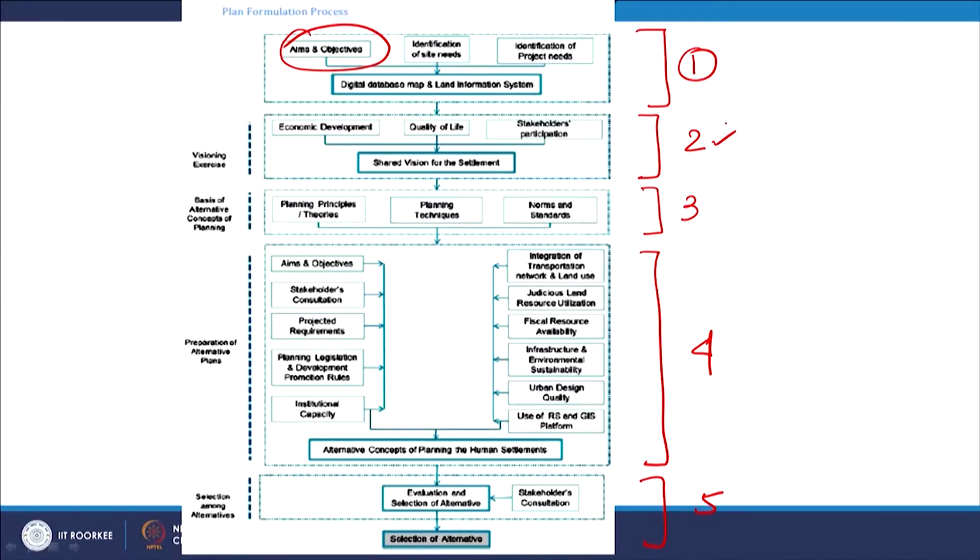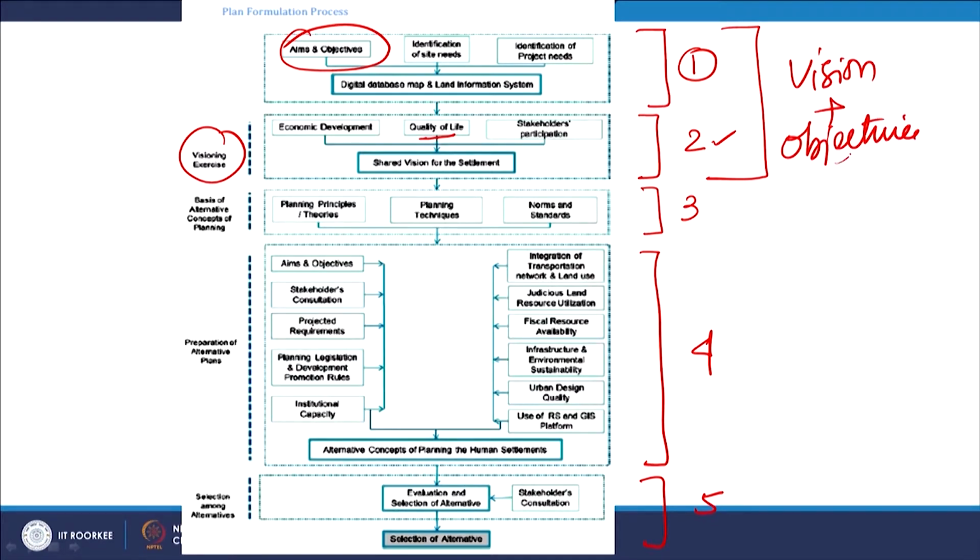At stage 2 it is the visioning exercise including quality of life and participation. So, stage 1 and 2 are basically vision plus objective setting, whereas stage 3 gives the norms, standards, planning principles and techniques. In stage 4 you prepare the alternative plans based on the situation, and in stage 5 it is the selection of the alternatives. So, these are the very broad stages which are prescribed in the URDPFI guidelines, which is indicative in nature.